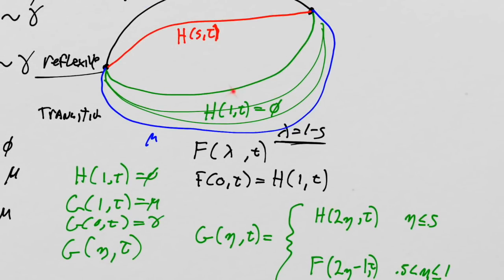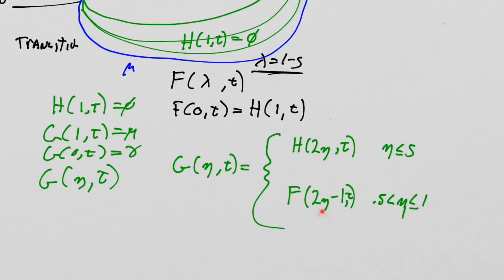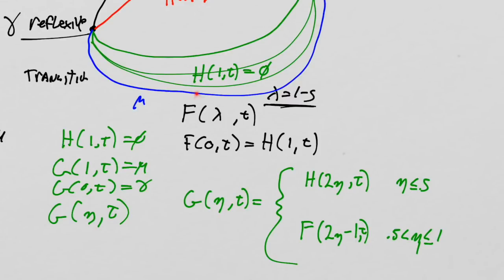Then if F is the homotopy that goes from phi to mu, then for the second half of eta's run, eta is now 0.5 and gets you halfway. So say eta was 0.6, that would be 2 times 0.6, which is 1.2, minus 1, which is now F of 0.2 and t, which is some curve between phi and mu. Ultimately this G now defines a curve where eta goes between 0 and 1, and gets you all the way from gamma to mu, okay?